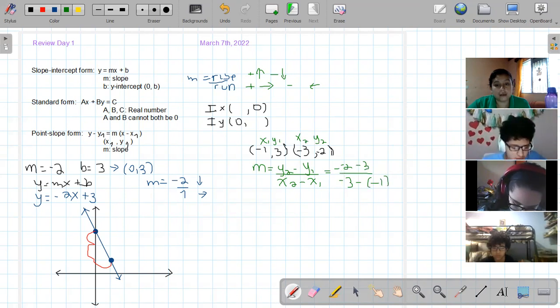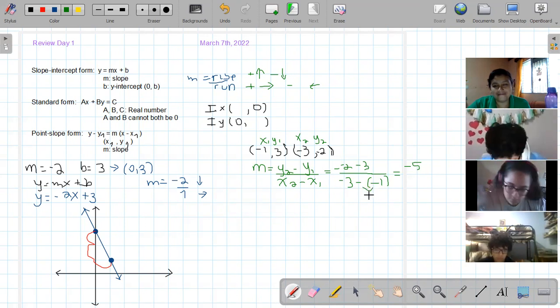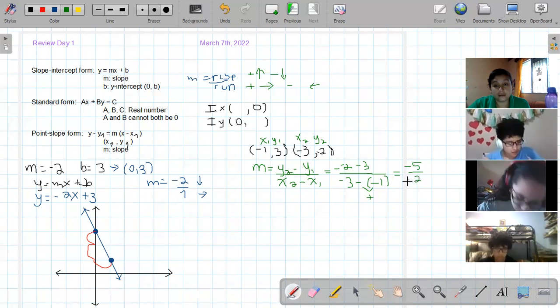-2 minus 3 is -5. Negative over negative will be positive. -3 plus 1 is -2. Can I simplify that?